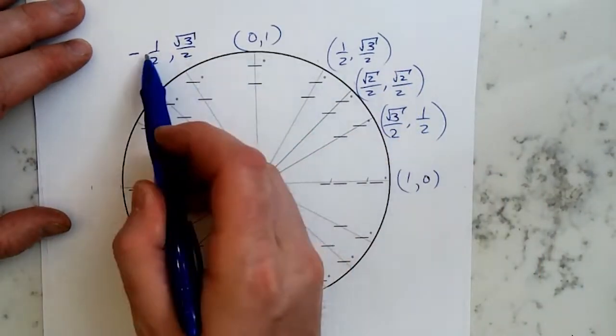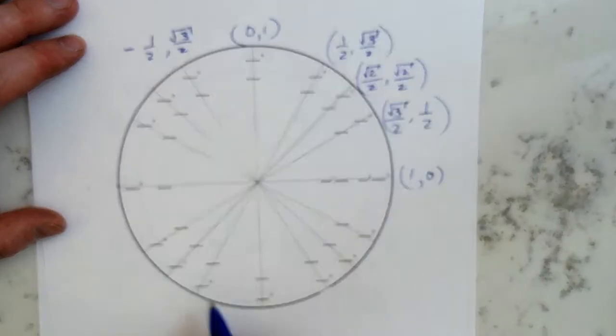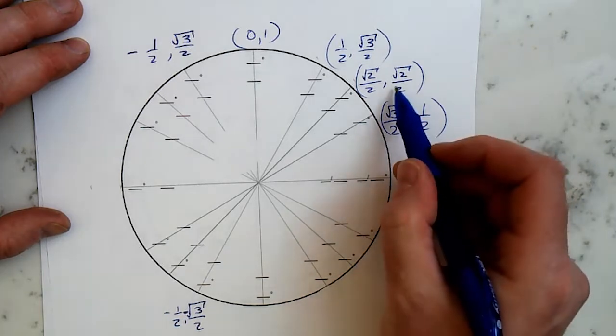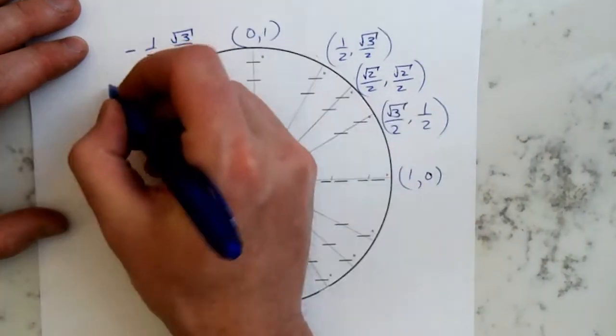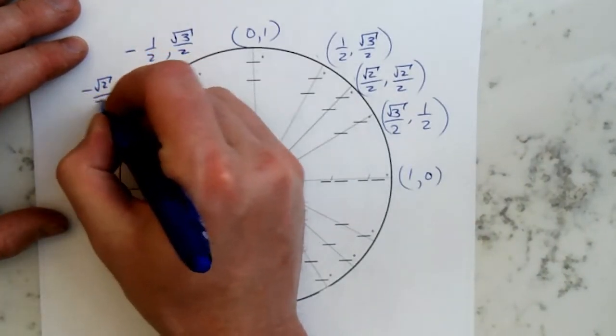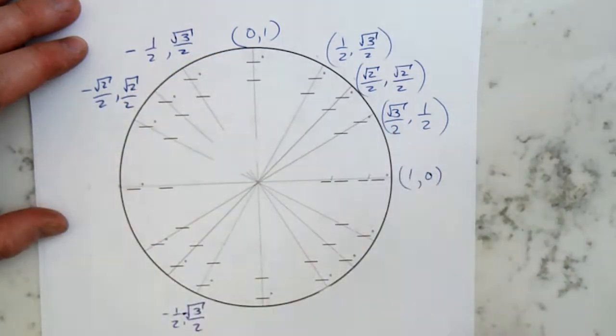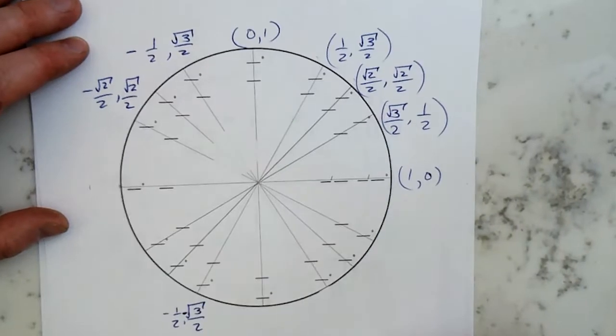So everything straight across or straight down is the same numbers with a positive or negative. That's the only thing that changes. So if I move from here to here, the x is negative. The y stays the same.